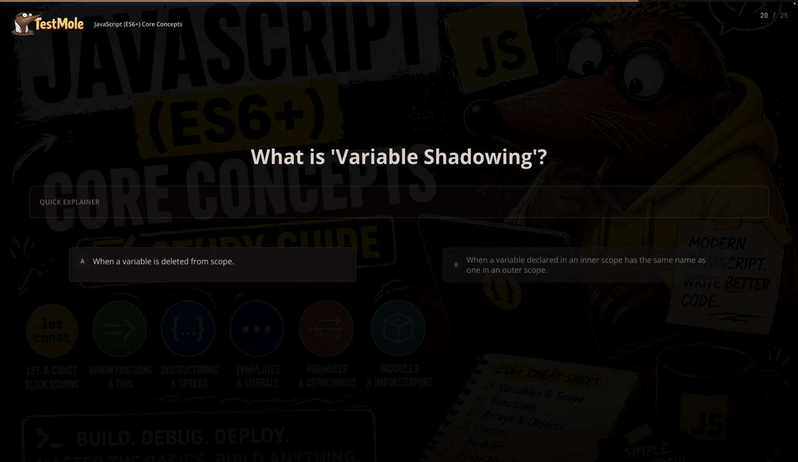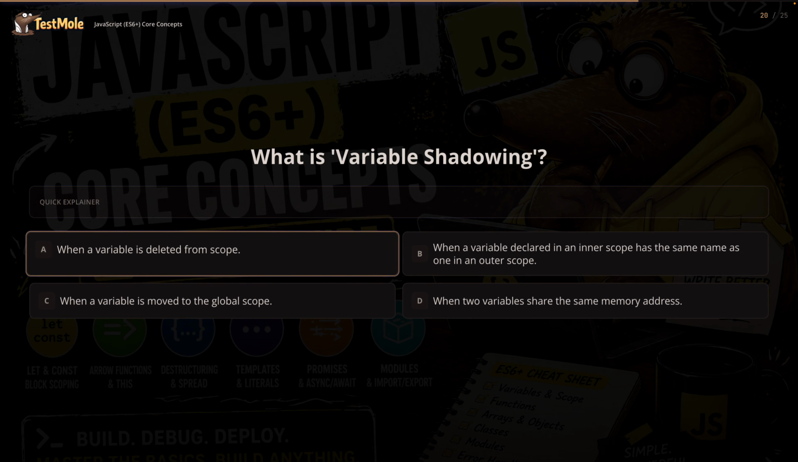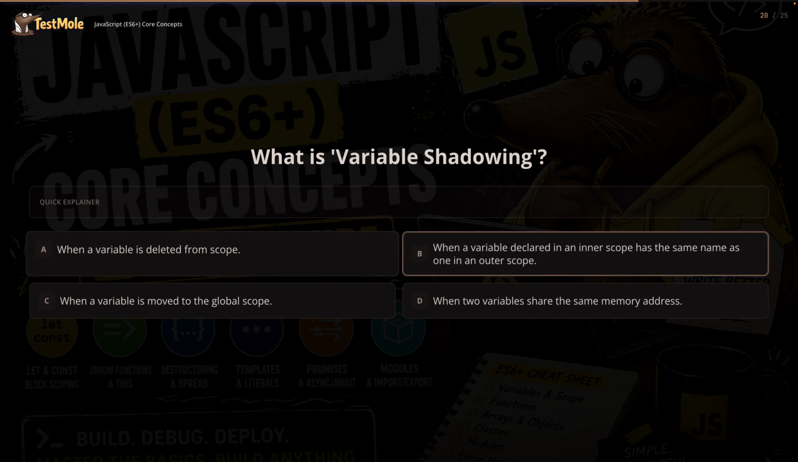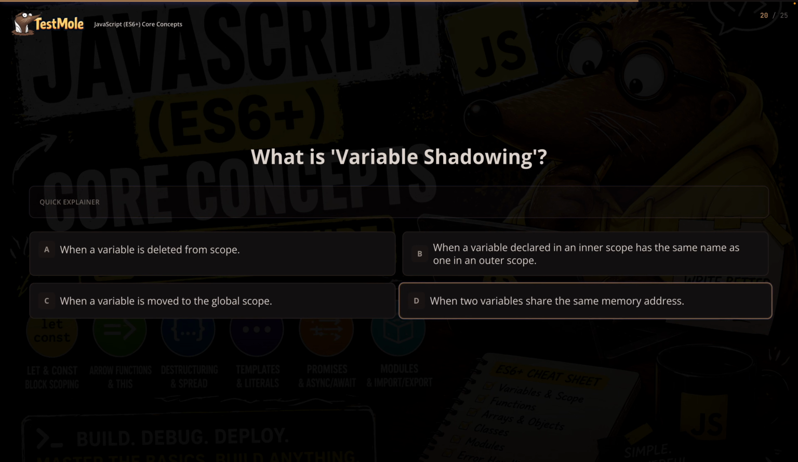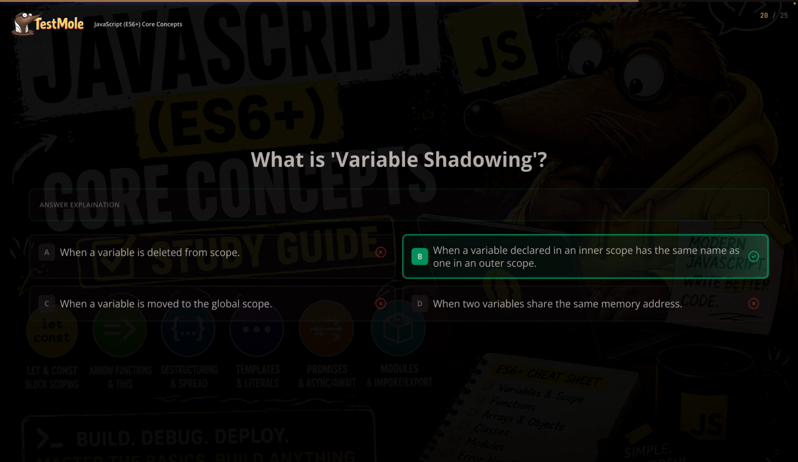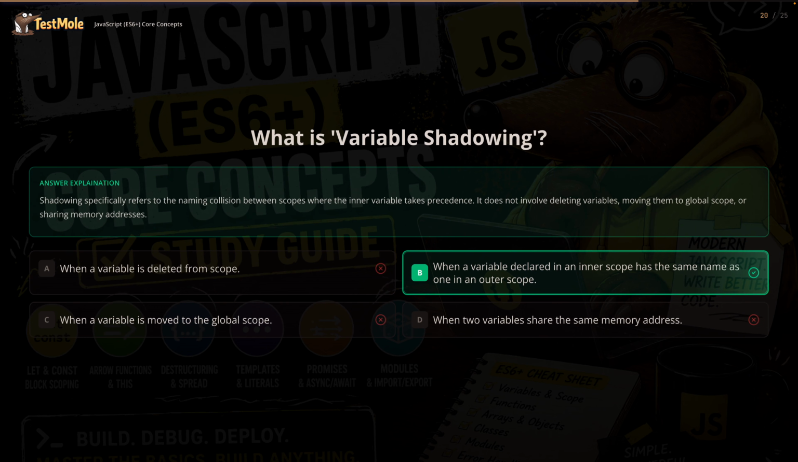Choose between A. When a variable is deleted from scope. B. When a variable declared in an inner scope has the same name as one in an outer scope. C. When a variable is moved to the global scope. D. When two variables share the same memory address. The answer is B. Shadowing specifically refers to the naming collision between scopes where the inner variable takes precedence. It does not involve deleting variables, moving them to global scope, or sharing memory addresses.